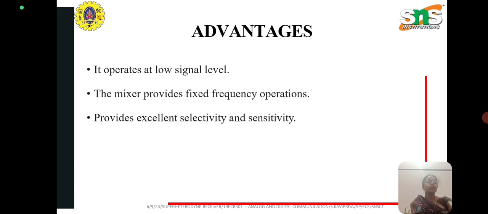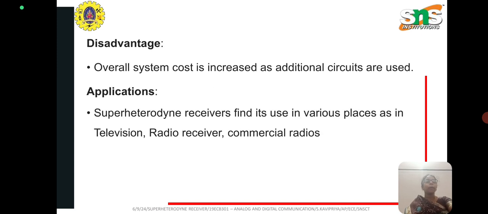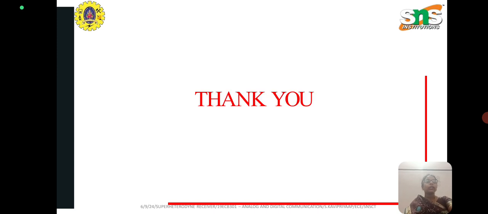The advantages of the super heterodyne receiver are that it operates at low signal level, the mixer provides fixed frequency operation, and it provides excellent selectivity and sensitivity. The drawback is that overall system cost is increased as additional circuits are used. Next is the application of the super heterodyne receiver. It finds use in various places: in television, in radio receivers, and in commercial radios.